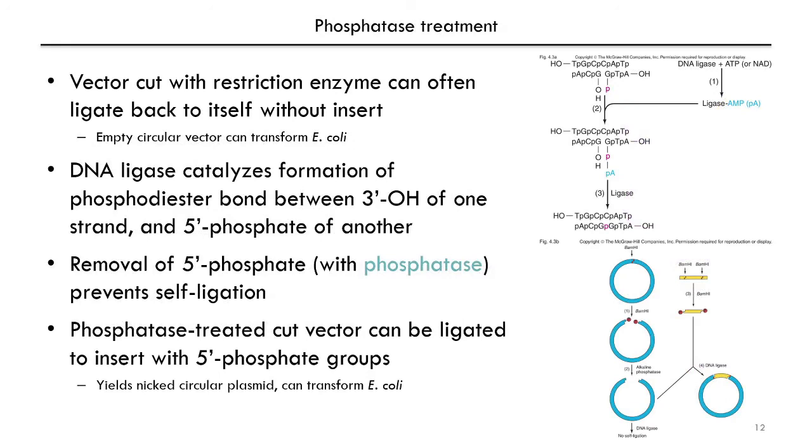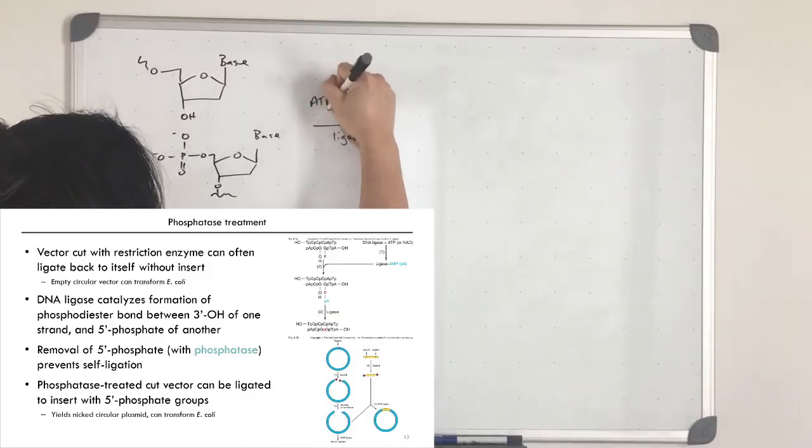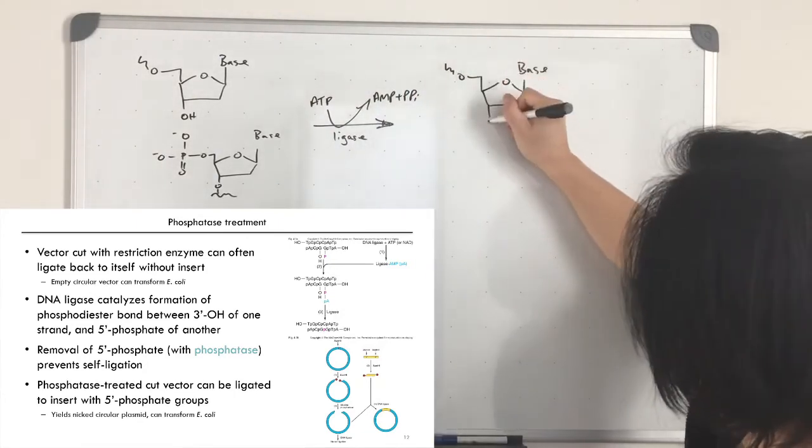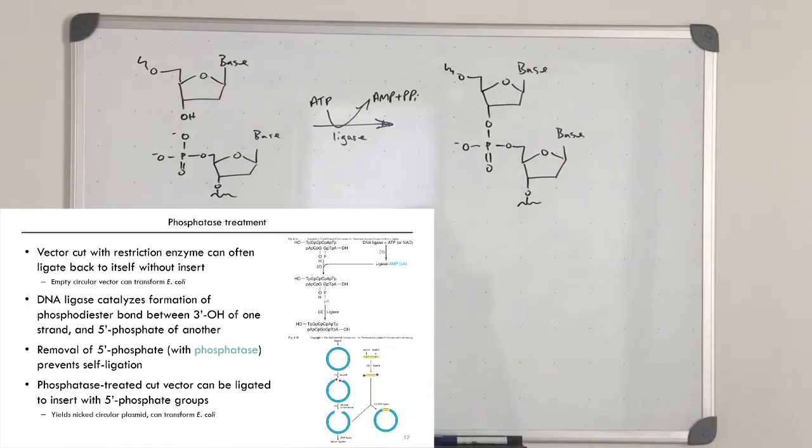So one solution illustrated here is a method to prevent your vector DNA from religating to itself. DNA ligase catalyzes the formation of a phosphodiester bond between the 3' OH of one single strand of DNA to the 5' phosphate of another. So you can remove this 5' phosphate using an enzyme called phosphatase to prevent self-ligation, and that phosphatase-treated vector can be ligated with an insert that has its intact 5' phosphate groups. This is what DNA ligase does. It forms the phosphodiester bond between a 3' OH group and a 5' phosphate group.